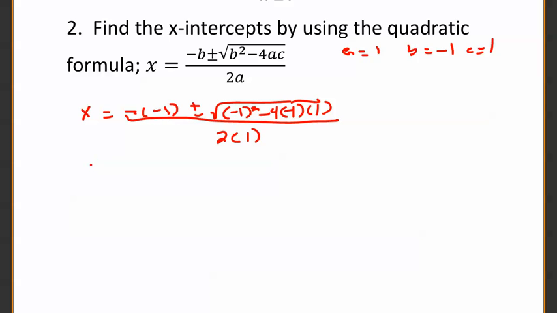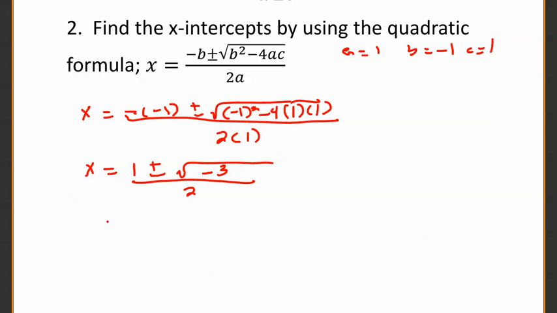So calculations. Here you have negative 1 squared, which is positive 1, and then negative 4 times 1 is negative 4. Sorry, that should have been a positive 1. I had that correct first. So 1 minus 4 is negative 3. 2 times 1 is 2.